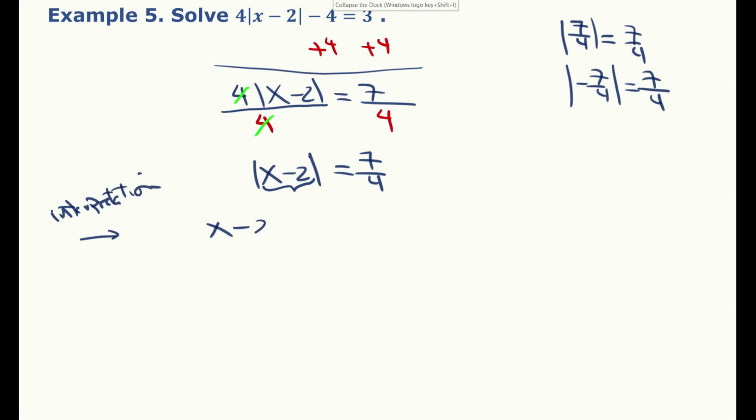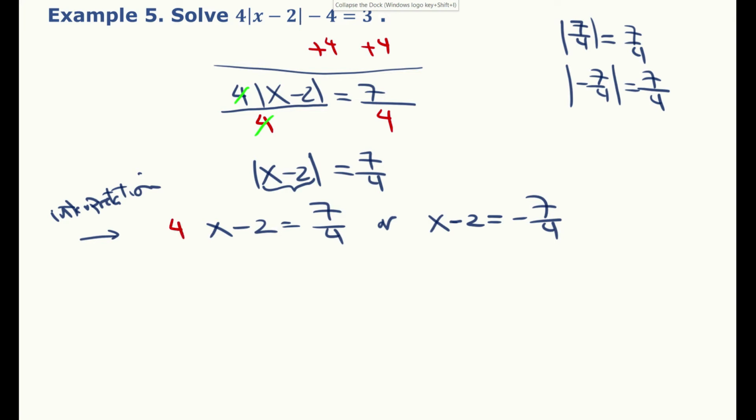So we say either x minus 2 is 7/4 or x minus 2 is negative 7/4. All right. So now we just need to solve these two simple linear equations. Not the simplest because they do have fractions, so we're going to go ahead and clear the fractions first. Remember, we do that by multiplying the LCD of all the denominators in the equations on both sides.